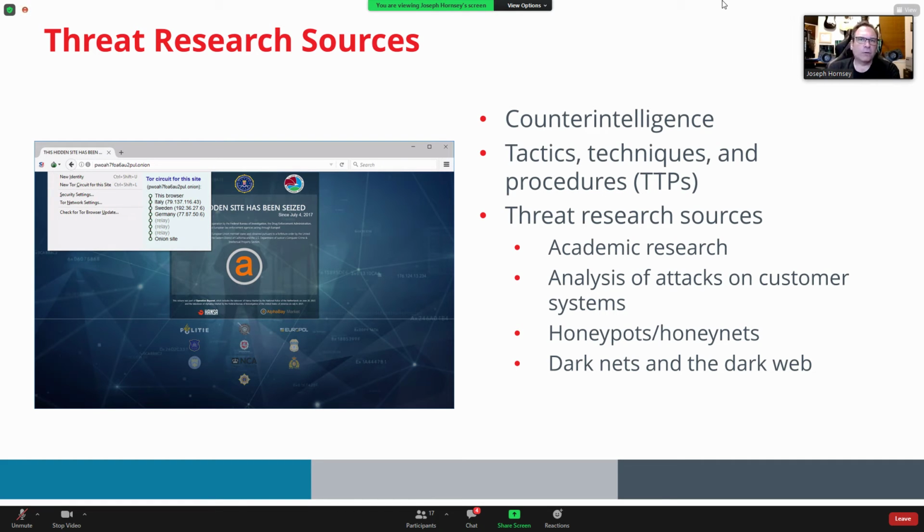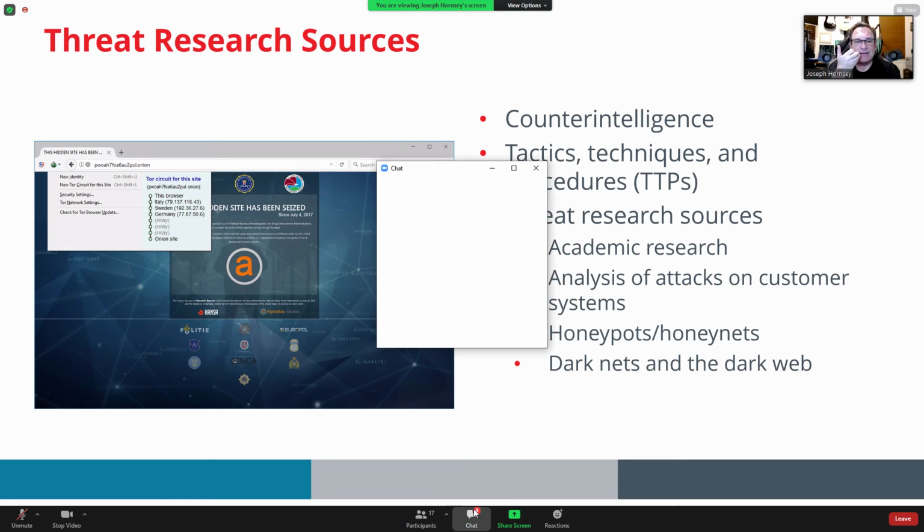Fortinet has their FortiGate stuff. You have Sophos, Kaspersky with their antivirus. I mean, you have all of these different security companies, and they are all analyzing the data that's being reported back to them by all of their different customers. And they are publishing this information and making it readily available. So we can go to them and we can find out exactly what's happening.